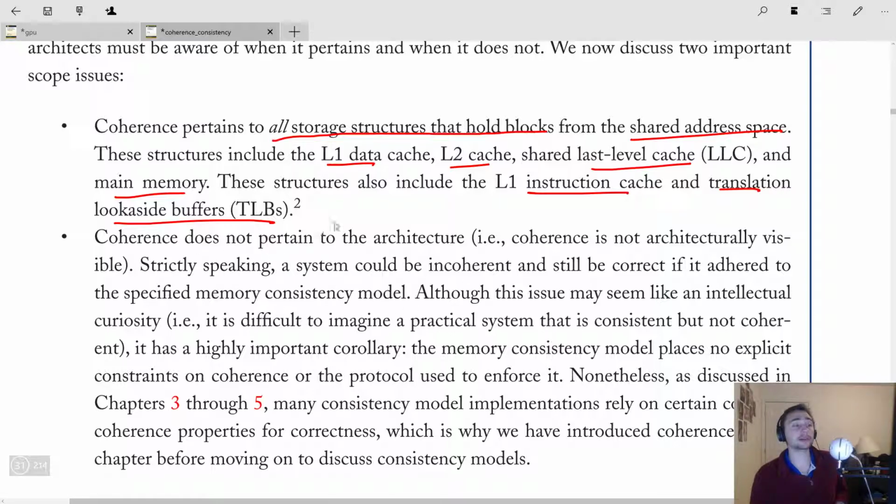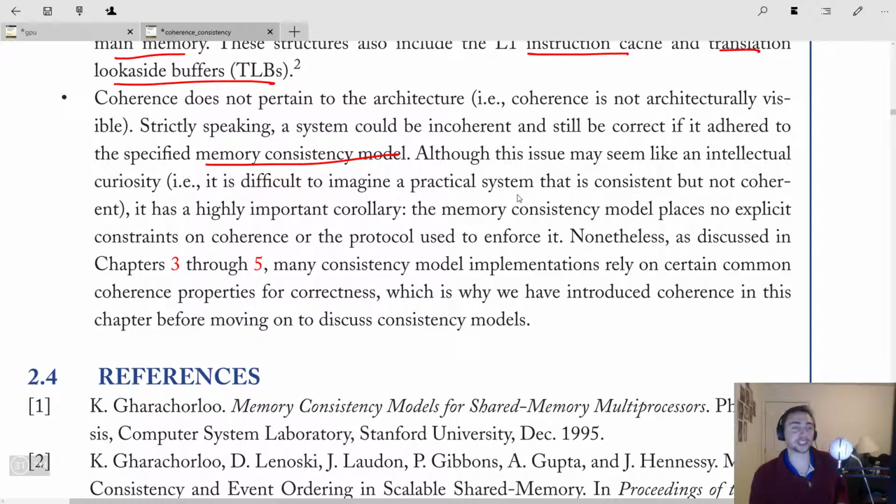The second thing is that coherence doesn't pertain to the architecture, so it's not architecturally visible. A system could be incoherent and still be correct if it adhered to the specified memory consistency model, right? Although this issue may seem like an intellectual curiosity, since it's difficult to imagine a practical system that is consistent but not coherent, it has a highly important corollary: the memory consistency model places no explicit constraints on coherence or the protocol used to enforce it. So again, this is just driving home the fact that coherence isn't required for memory consistency. It's a tool. How we implement coherence, we've got a lot of wiggle room there in order to provide what consistency needs.